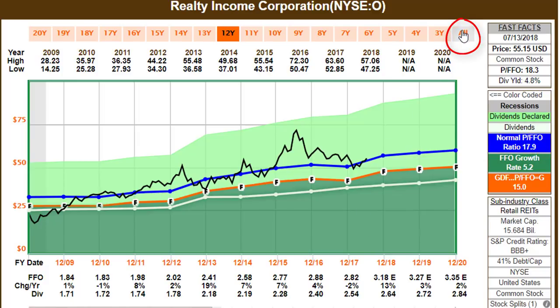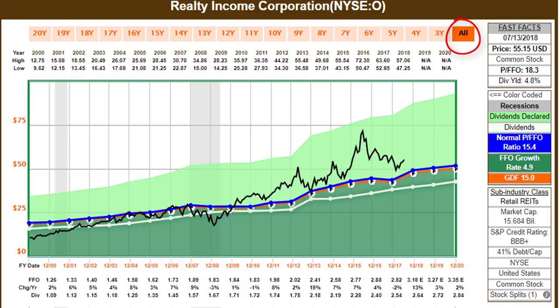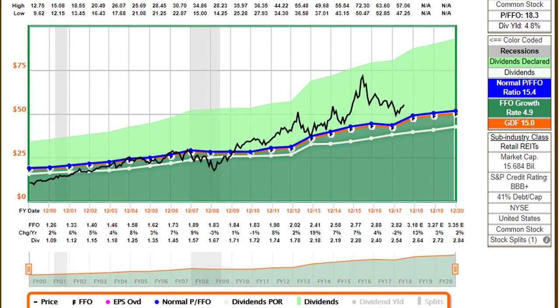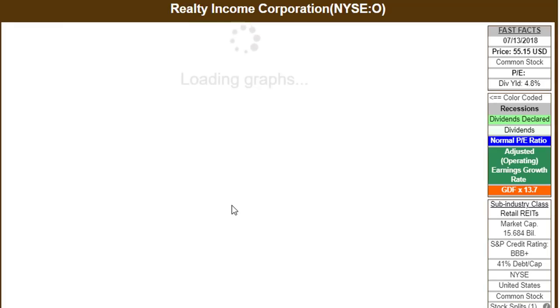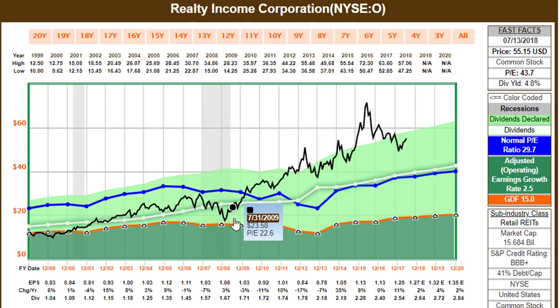But I do want to point something out about REITs that a lot of people don't take into consideration. If I go to adjusted operating earnings here, I want you to notice that the picture looks entirely different. Realty Income's operating earnings growth has only been about 2.5%. The market is valued at very high relative to that, but you can see there's almost no correlation between the company's operating earnings and the company's stock price, primarily because of a couple of the attributes of a REIT.